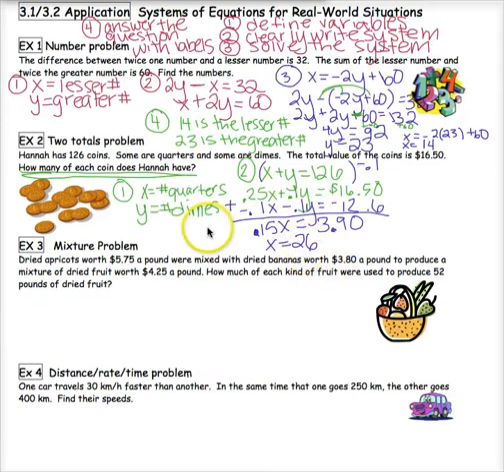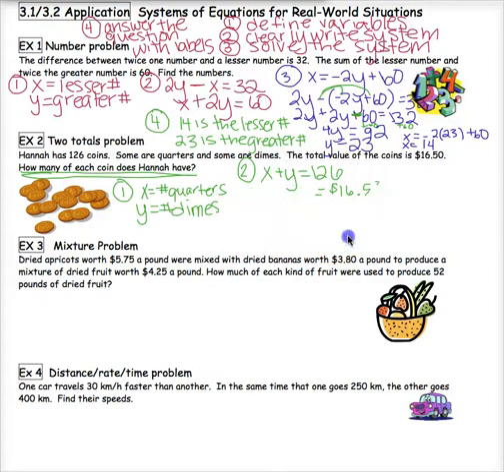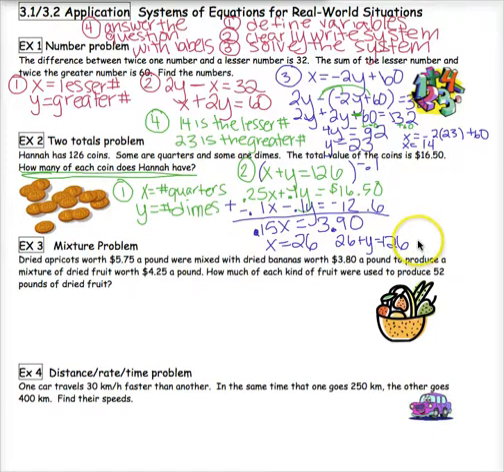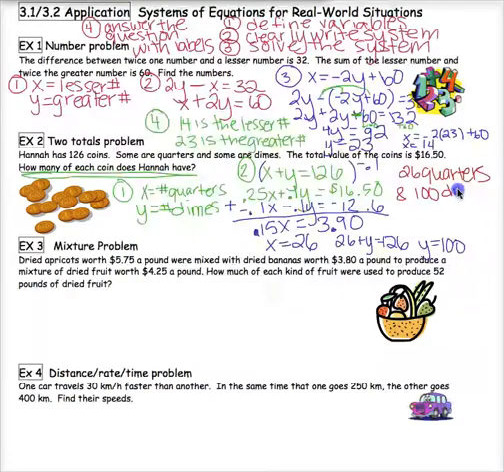Now I need to find the number of dimes. That one should be easy. Plug it back in. So 26 plus y has to equal 126. Most of you can do that in your head. So y is 100. My pen wasn't working there. So last step, of course, is to answer the question with labels. So it asks, how many of each coin does Hannah have? So you say 26 quarters and 100 dimes.